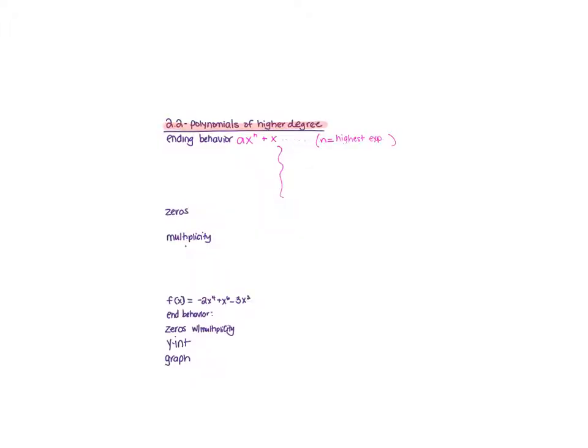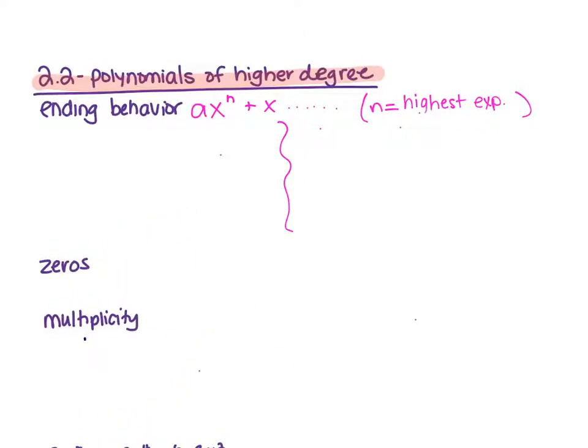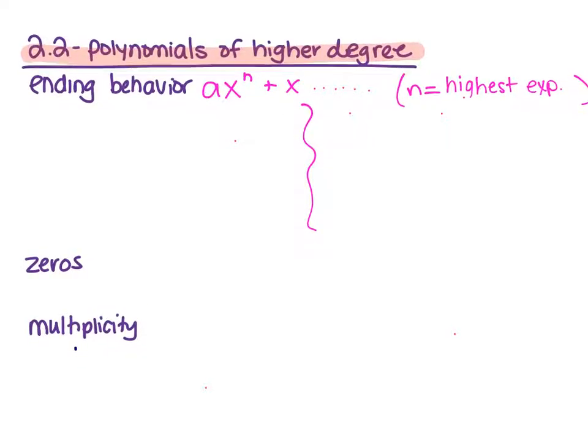All right, in 2.2, you did the polynomials of higher degree. So this is where you're finding end behavior, your zeros, your multiplicity, your intercepts, and your graphing. This is not involving your graphing calculator. For end behavior, remember you're looking for the highest exponent. You always want to put it in order from highest to lowest, and then identify the exponent.